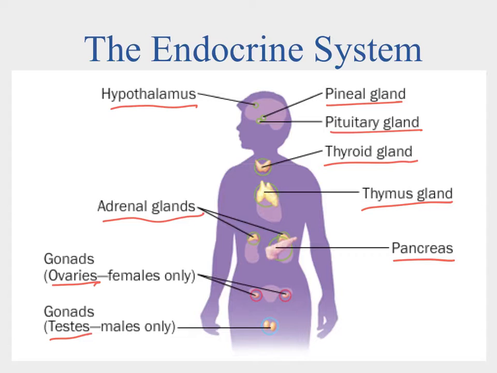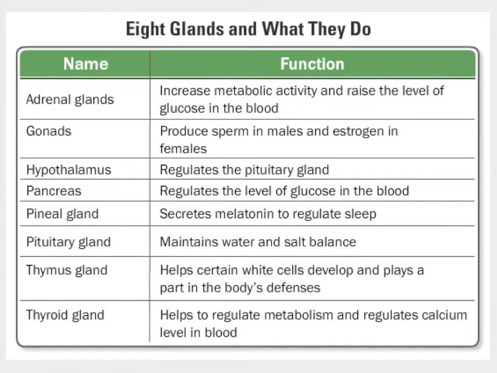So let's take a look at some of these glands and see what they do. We talked about where they were, now let's talk about what they do. We'll start with the adrenal glands. Those are on the kidneys and they produce adrenaline, and that'll give us an increase in metabolic activity and give us more glucose in the blood. So this is what gives us that burst of energy we need when we have that adrenaline flow.